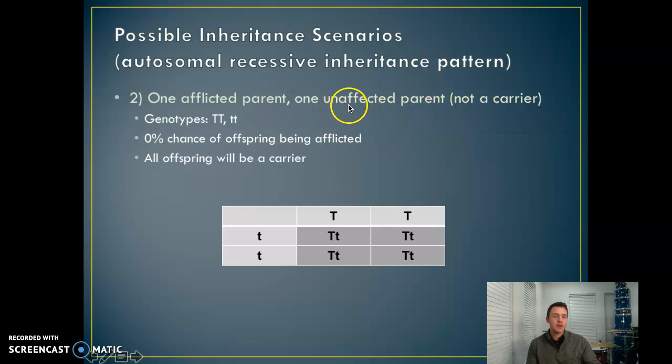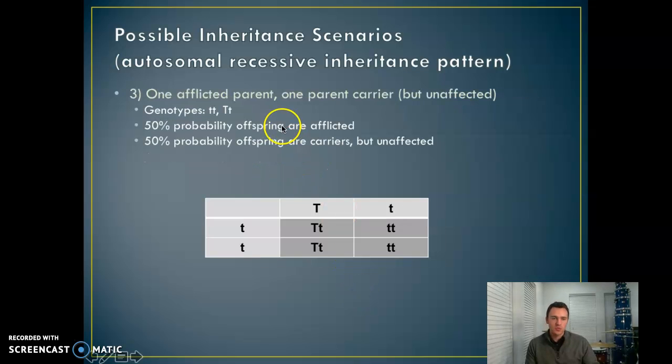Scenario 2, there's one afflicted parent and one unafflicted parent, and they are not a carrier. So that means the second parent will be homozygous dominant. The result will be that there will be no chance or no probability of offspring being afflicted. However, all offspring will be a carrier since they all have one recessive allele for the disorder.